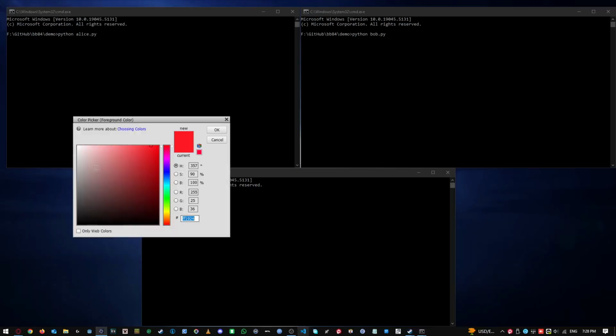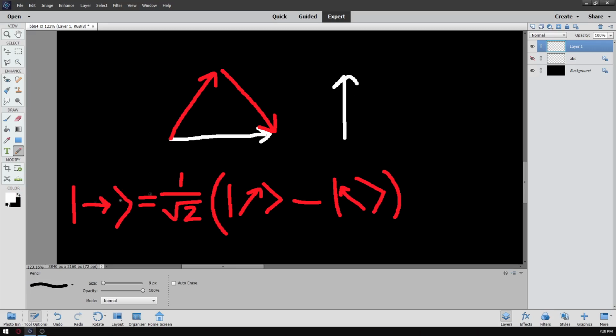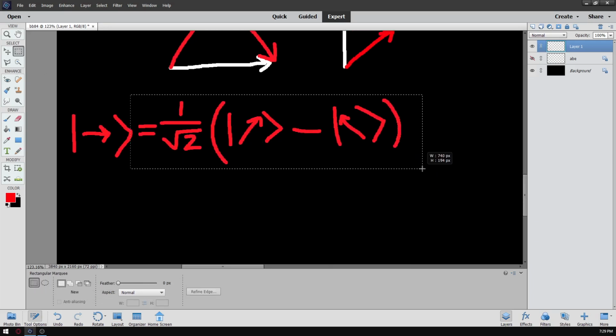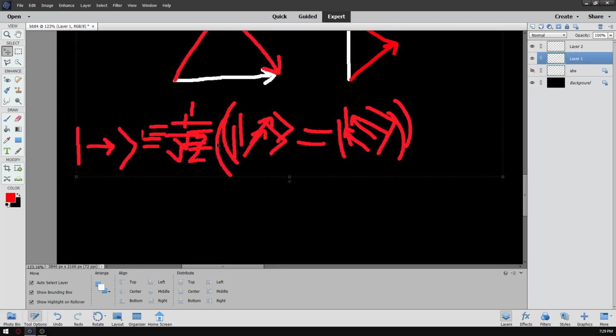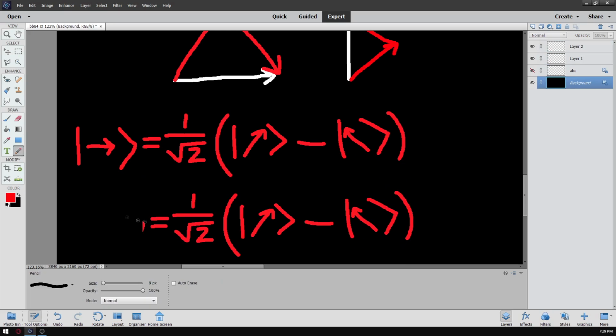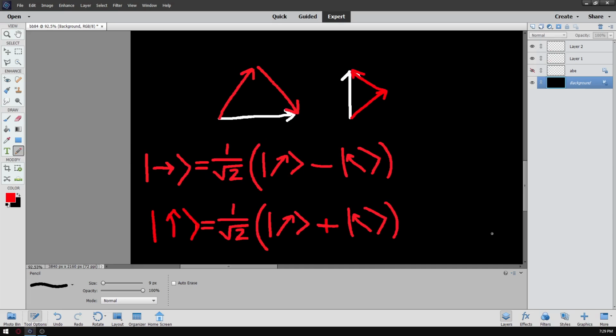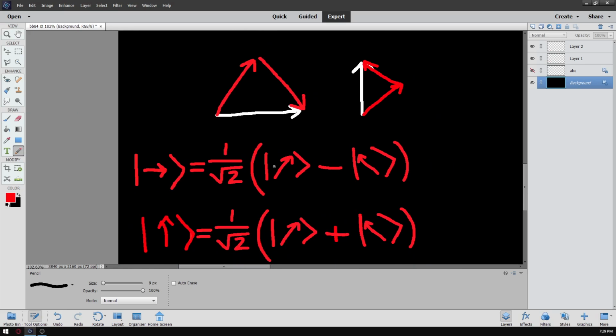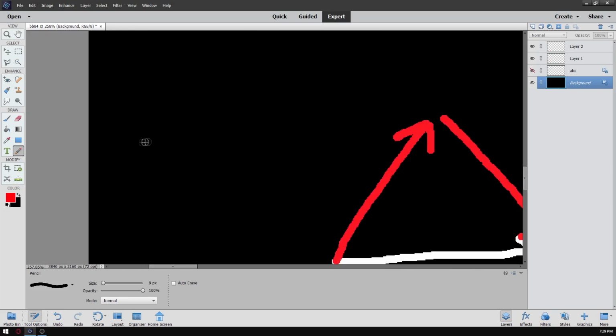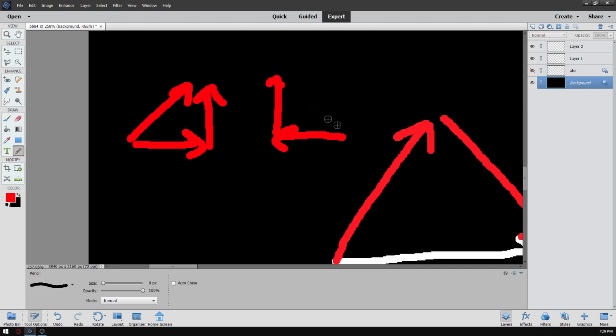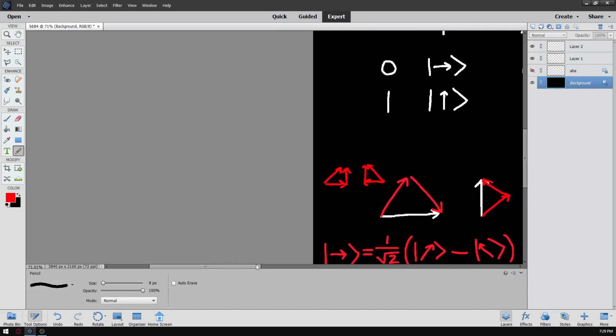For exactly the same reason, we may represent the up arrow as up and to the right plus up and to the left. And so the up arrow is precisely this same thing. An up arrow is this: up and to the right plus up and to the left. Likewise, you can represent up and to the right and up and to the left in the same way, by taking right plus up to make up and to the right, and then negative right plus up to make up and to the left. Also with that 1 over square root 2 coefficient in front of it.